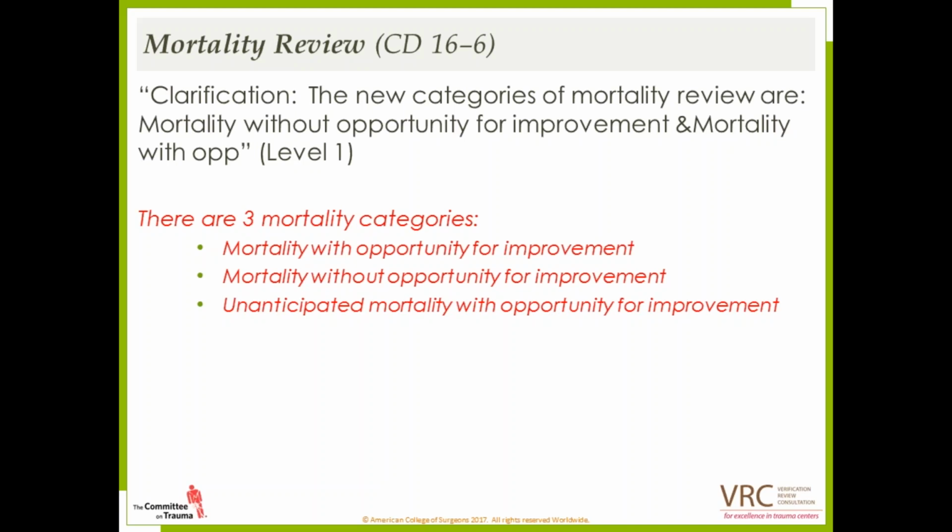Clarification document, the new category, clarification. The new categories of mortality review are mortality without opportunity for improvement and mortality with opportunity. I'm not really sure if that's noted somewhere other than in my clarification document, but I did update that a while back, and there are 3 categories to this, and that is mortality with opportunity for improvement, mortality without opportunity for improvement, and unanticipated mortality with opportunity for improvement.